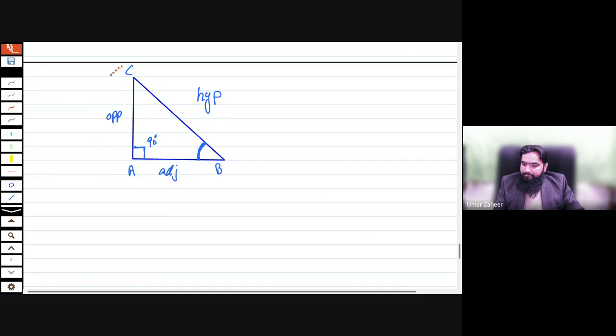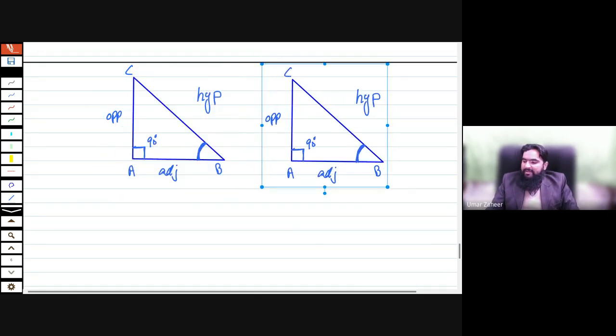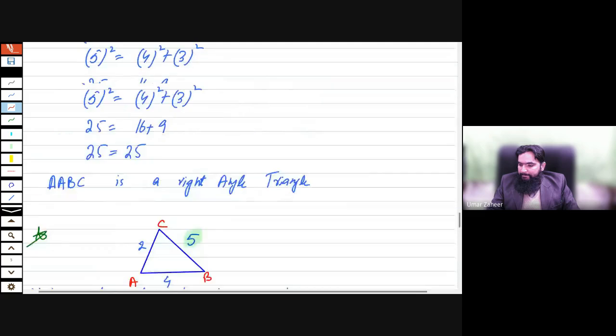Here, the side that is opposite to the angle is known as opposite, and the side that is between 90 degree and the angle is known as adjacent. For example, if I talk about angle C, according to angle C, this side will become the opposite one and this will become the adjacent. So opposite and adjacent depend on the angle you are talking about. Is it clear?